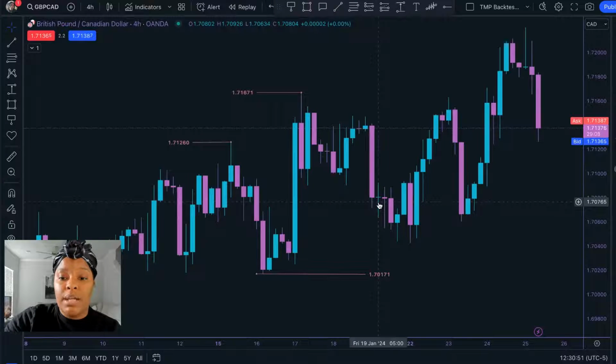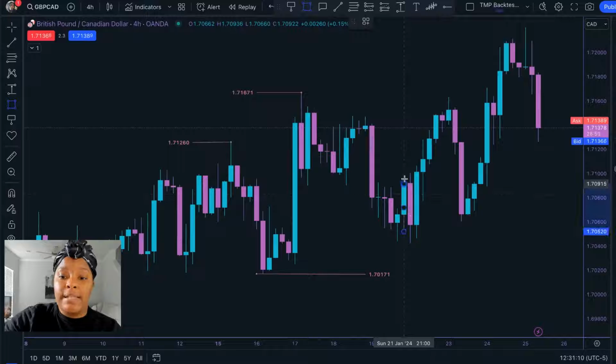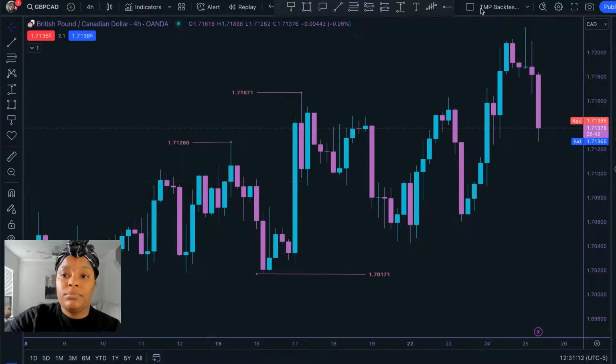But if you're one of those people, I would say the inverted hammer would have been your entry. If you're very aggressive, I'm sorry, the hammer. If you're very aggressive, the inverted hammer. If you're a color person, the hammer. Because you wouldn't have known that any of this after would have happened.